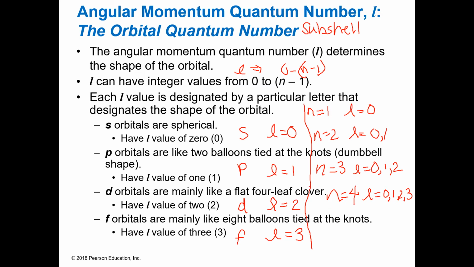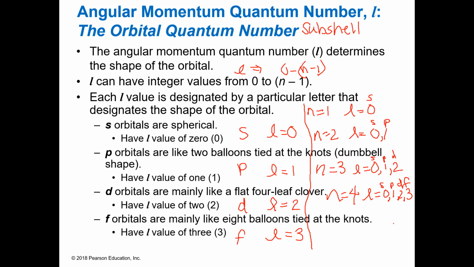So what is this telling us? In our first shell, the one that's closest to the nucleus, it is broken up into one subshell, and that one subshell is S. In shell number 2, I have two subshells: S, and when L equals 1, it's P. In shell number 3, I have S, P, and D. And in shell 4, I have S, P, D, and F.